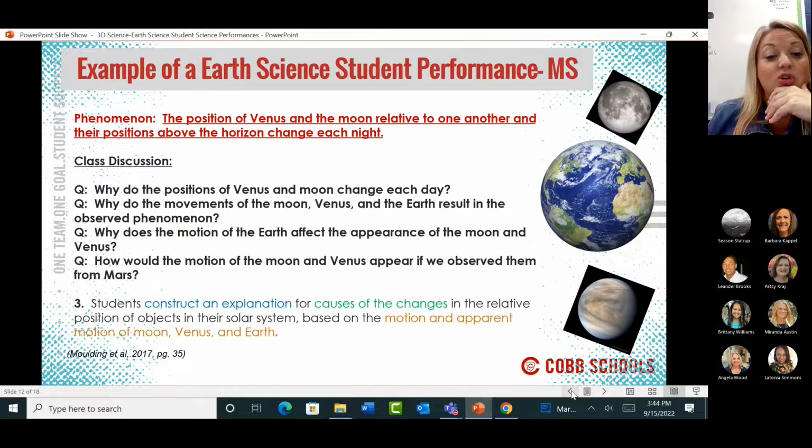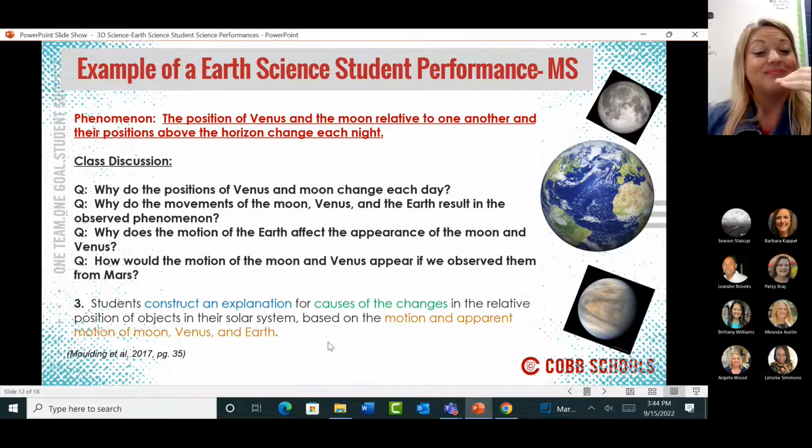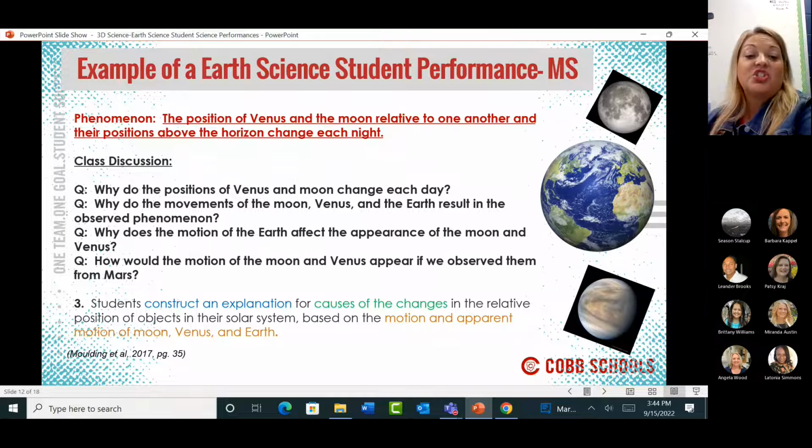So after you have that class discussion, you are going to move into the last part. So you're communicating part of the lesson, which is students construct an explanation for causes of the changes in the relative position of objects in the solar system based on the motion and apparent motion of Moon, Venus, and Earth. So constructing explanation, we realize that students are going to have to communicate something. Does it always have to be written? Absolutely not. Can they make a video explanation? Yes. We can offer them choice and voice in how they present the information to us, the explanation, as long as they have the causes for the change.